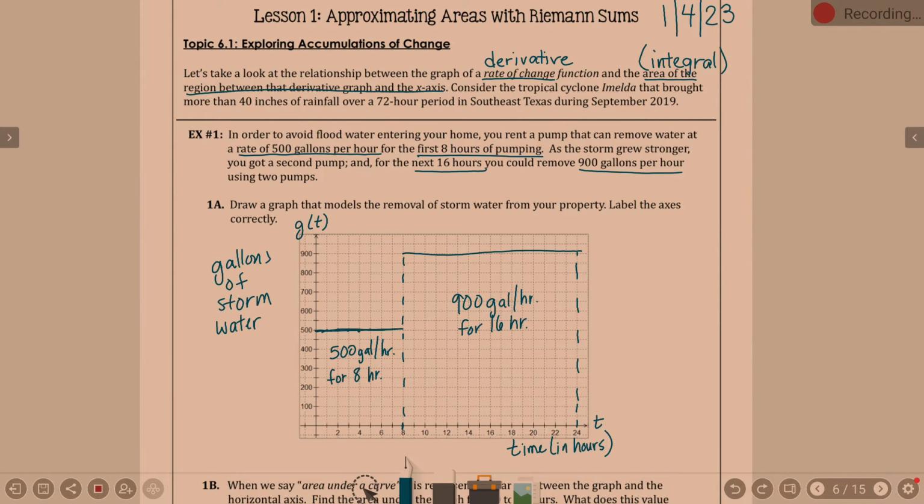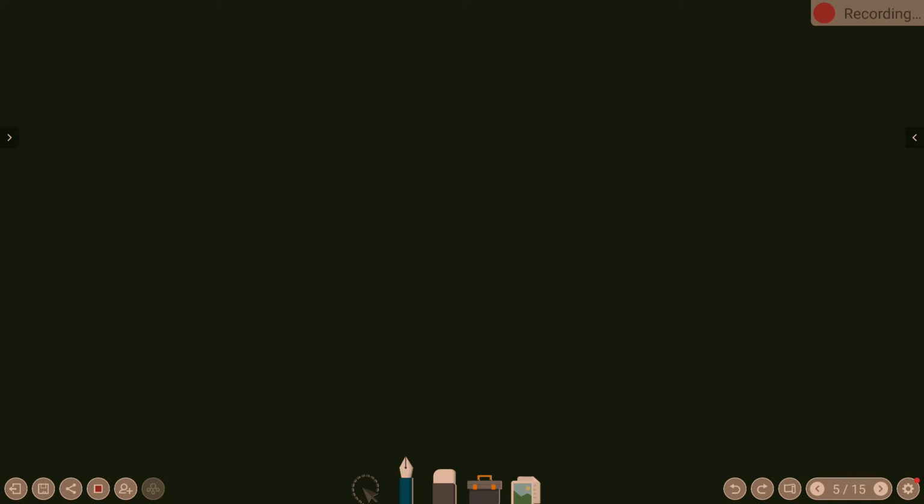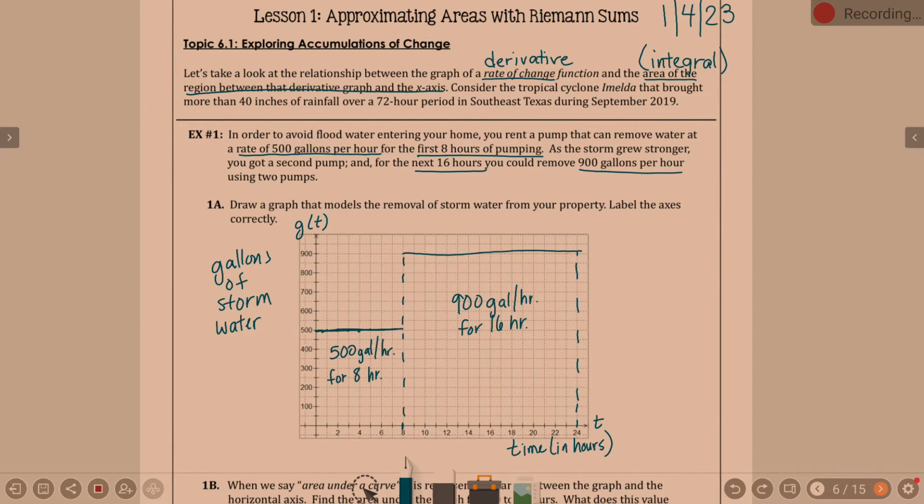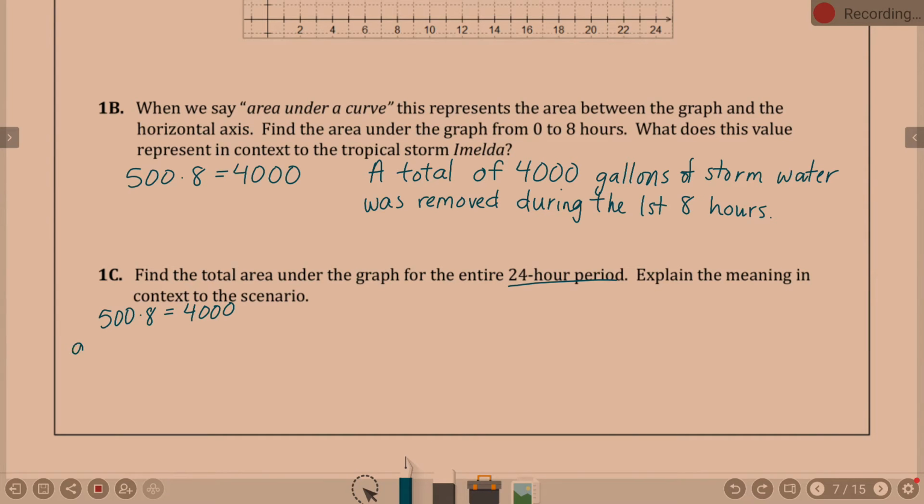900. Okay. The next 16 hours, it was 900 each hour, 900 gallons per hour. And so 900 times 16, which is 14,400? Okay. So what about total area? Okay. Add the 4,000 in, and we are at 18,400, if I did my math right.